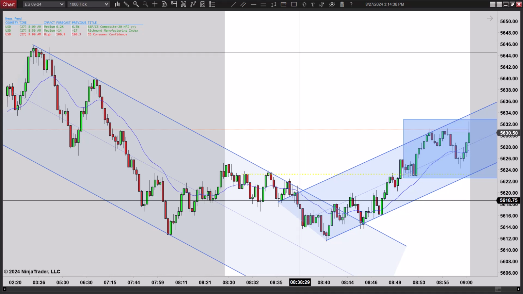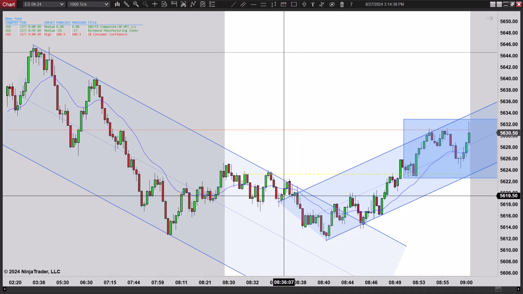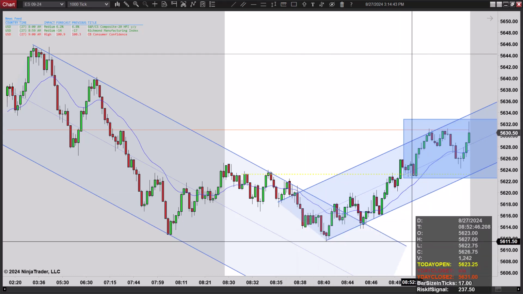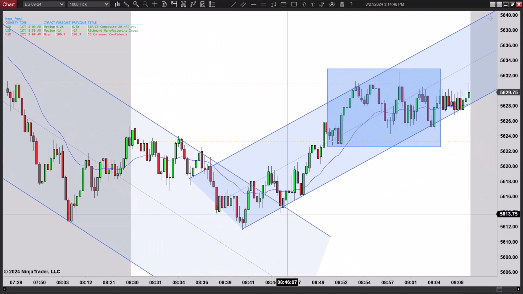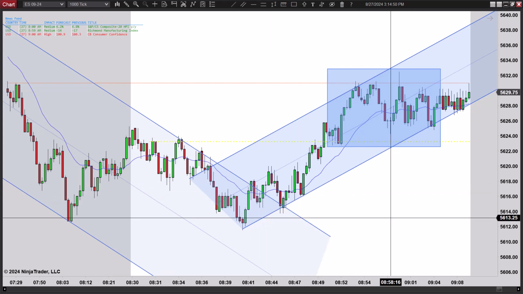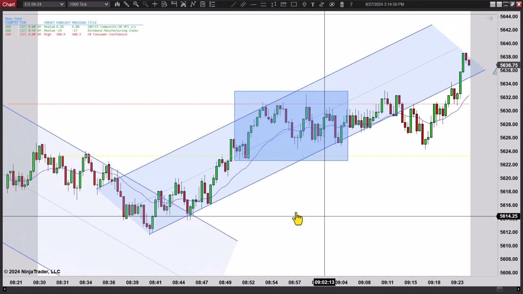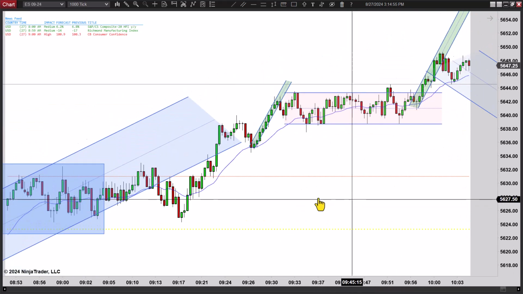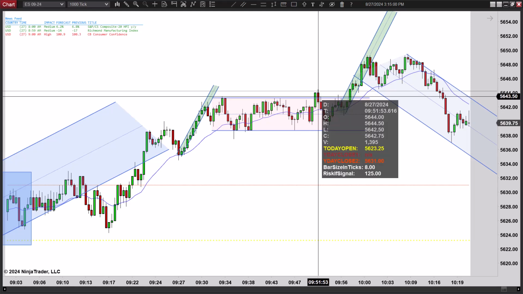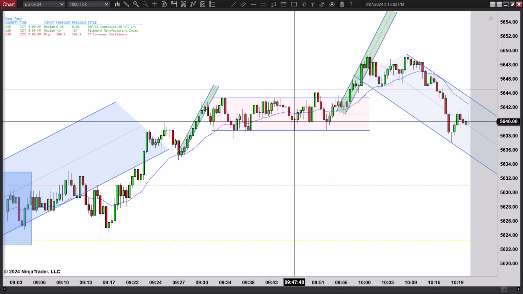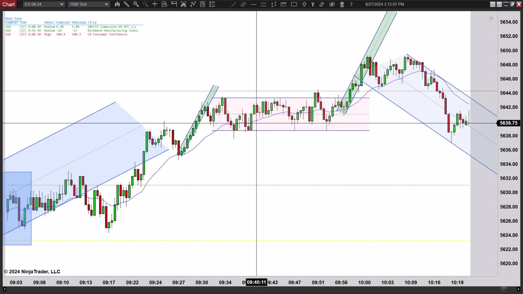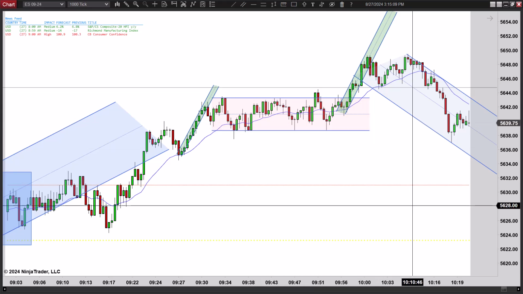Let's just look at the size of some of the signal bars. That one's 13 ticks. There was one here. That one's 10 ticks. Where were they up here? What's the size of this bar? 8 ticks. 7 ticks. We talked about that one, maybe 10 ticks.